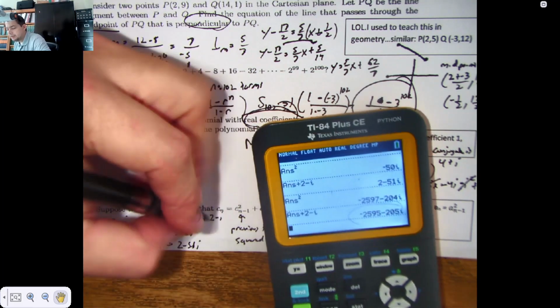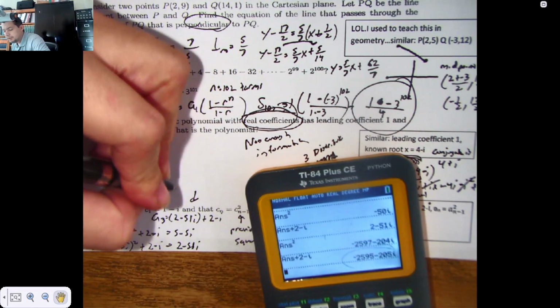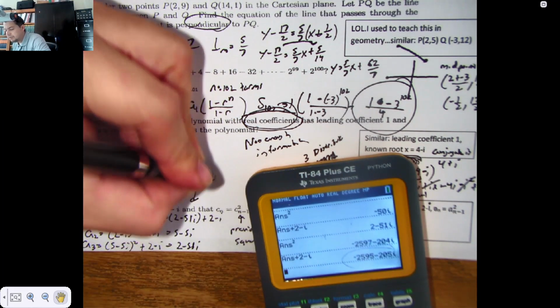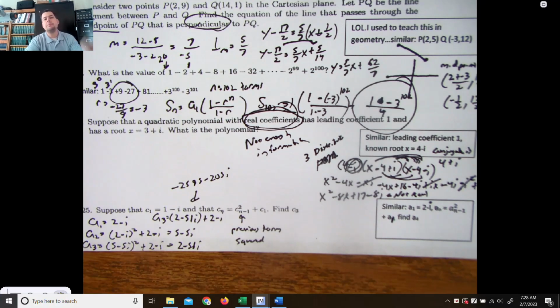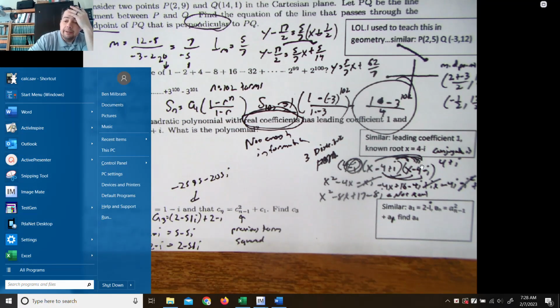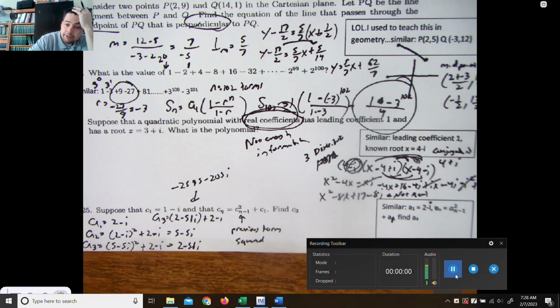And I got something funky. Mine got big. That's probably why they only stop at a sub 3. So negative 2595 minus 205i. There's a reason they stop at the third term. It's because it starts getting really, really big after that. So yours won't be as bad. And that, boys and girls, is the similar content for your next test.